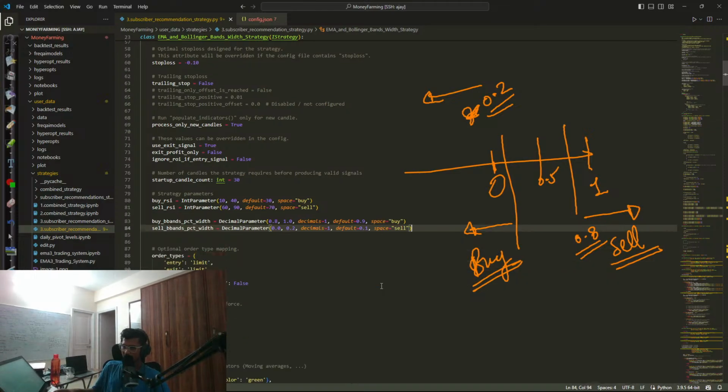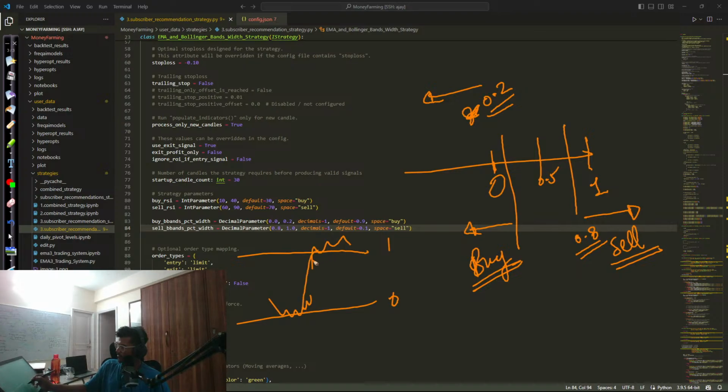I think I reversed it. So this is for buy. No, for buy we do 0.0 to 0.2, and for sell we optimize within 0.8 and 1.0, because our bandwidth is like this. This is 1, this is 0. So we pick a number somewhere here, and we optimize within that space. Look for the trade, basically.